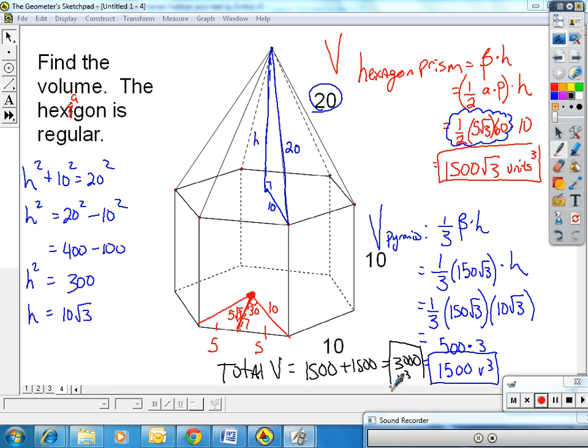Alright, so there you have a couple examples of finding volumes of pyramids and cones and applying those. So, alright, that should give you a little bit of help, I think, when you go into your homework.